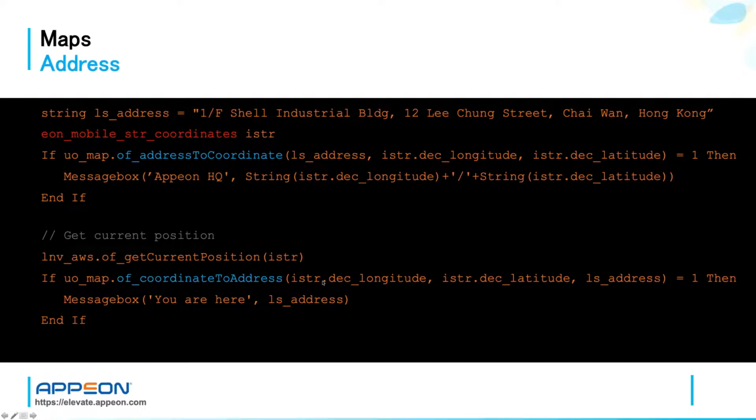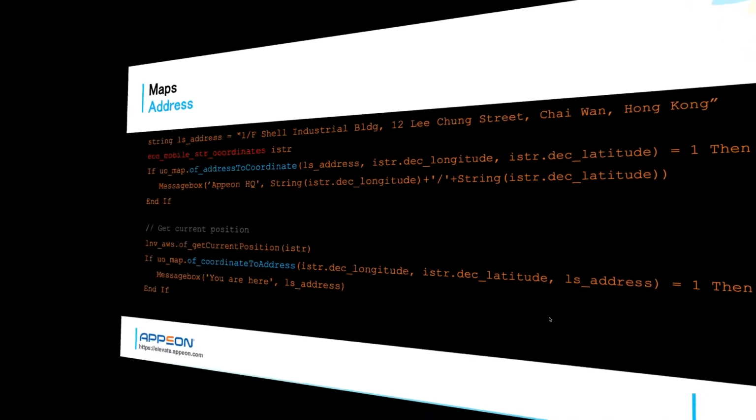The other way around is to provide the coordinate to address method a couple of decimal numbers, respectively longitude and latitude, which maybe you can get, for example, from the GPS, from the geolocation object, and then by reference you will get the address that corresponds to this longitude and latitude. You are here in this address.